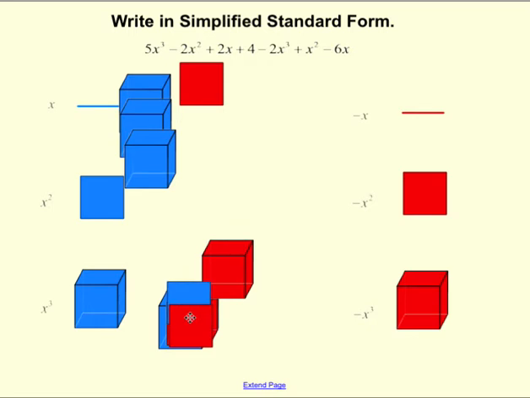I'm not going to go through all of them, but the point of this was to show you that cubes can only go with cubes, squares can only go with squares, x's can only go with x's, constants can only go with constants. So you're going to use that principle when you're combining like terms.